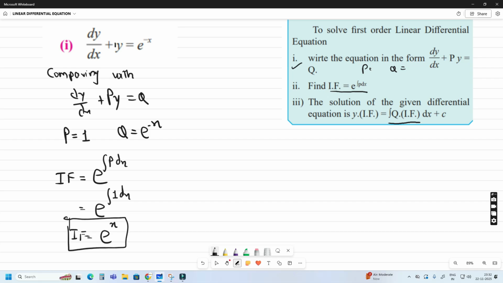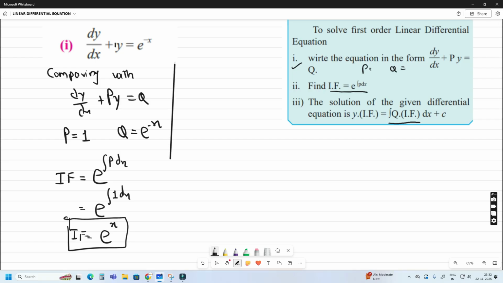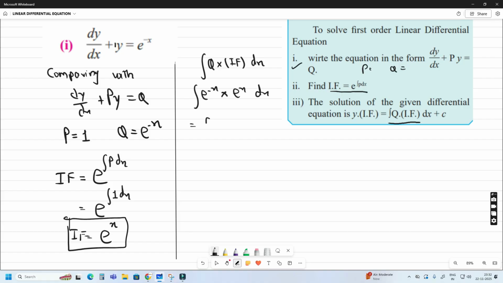Okay, now after finding out if, you need to find out integration of q into if with respect to dx. So q का value is e raised to minus x, right? e raised to minus x, and if का value is e raised to x. So this is pretty simple. e raised to minus x and plus x will become e raised to 0, and e raised to 0 will become 1, and integration of 1 will be x. So we can say that the integration of q into if dx is equal to x.